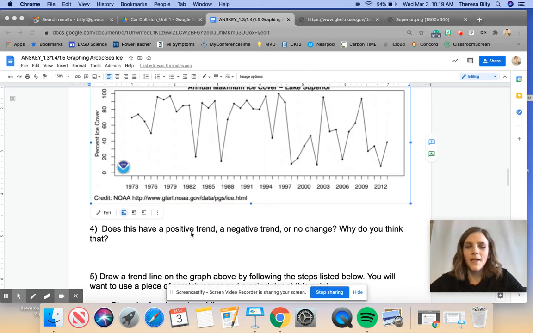Just as a recap, a positive trend would mean that we see the data going up as it heads to the right-hand side. So as time goes on, the percentage of ice cover is increasing. A negative trend would mean that as time goes on, the percentage of ice cover is decreasing. Or if there's no change, there's either just fluctuations happening that we can't really tell the pattern, or it's just a straight line across. All right, so that's your first job for number 4.